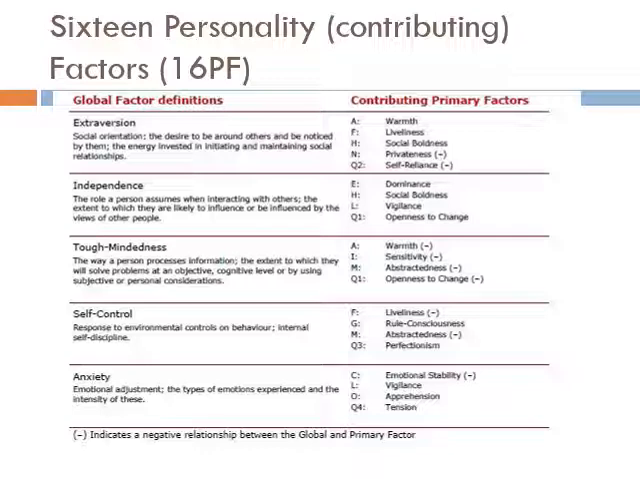And finally, anxiety, which is defined as emotional adjustment, the type of emotions experienced and the intensity of these. And so if one is high in emotional stability, meaning your emotions aren't fluctuating much, they're fairly stable, then you're low in anxiety, according to these measures. If you're high in vigilance, or attention to your surroundings, awareness, you're also high in anxiety. If you're high in apprehension, this is also a contributing factor to anxiety. And tension is the final contributing factor to anxiety. So these are all revealed through statistical processes.